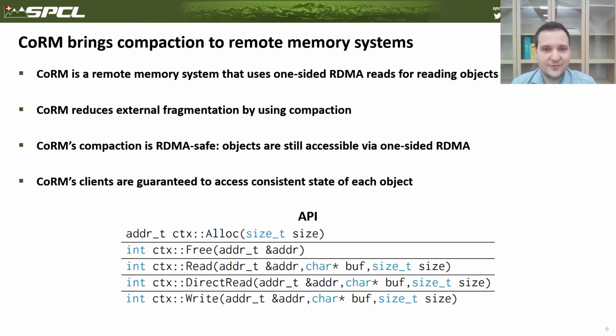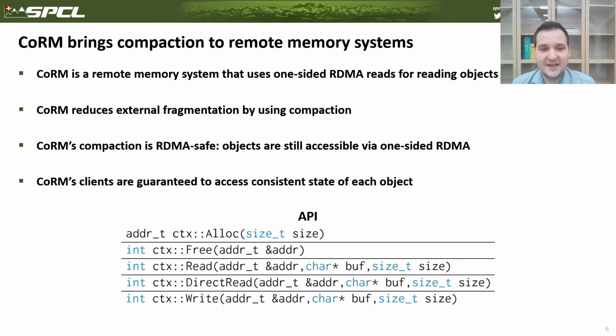CoRM is our remote memory system that supports one-sided RDMA reads, and it also supports compaction. Clients can access the objects with one-sided RDMA reads, and their reads would be consistent, and our compaction strategy is RDMA safe. So the clients are not affected, and clients can still use the pointers that they hold.